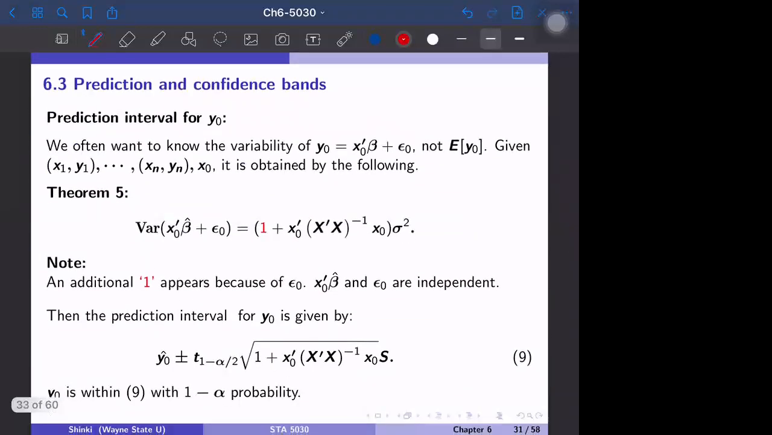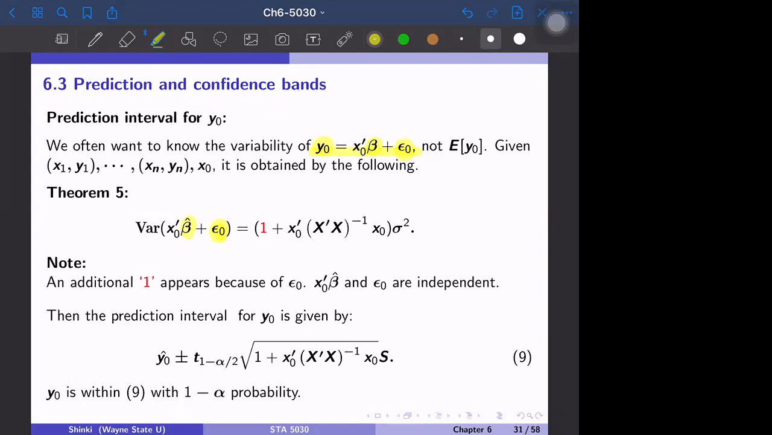How do we calculate the prediction interval for y naught? We start with the original linear model, y is equal to x beta plus epsilon. For a new y naught, we have two sources of variability. One is in the estimate of beta: beta is only estimated, so beta hat has some variability. The other is epsilon naught, which is the intrinsic error that we cannot avoid even if the model is perfect. So epsilon also has some variability, randomness.